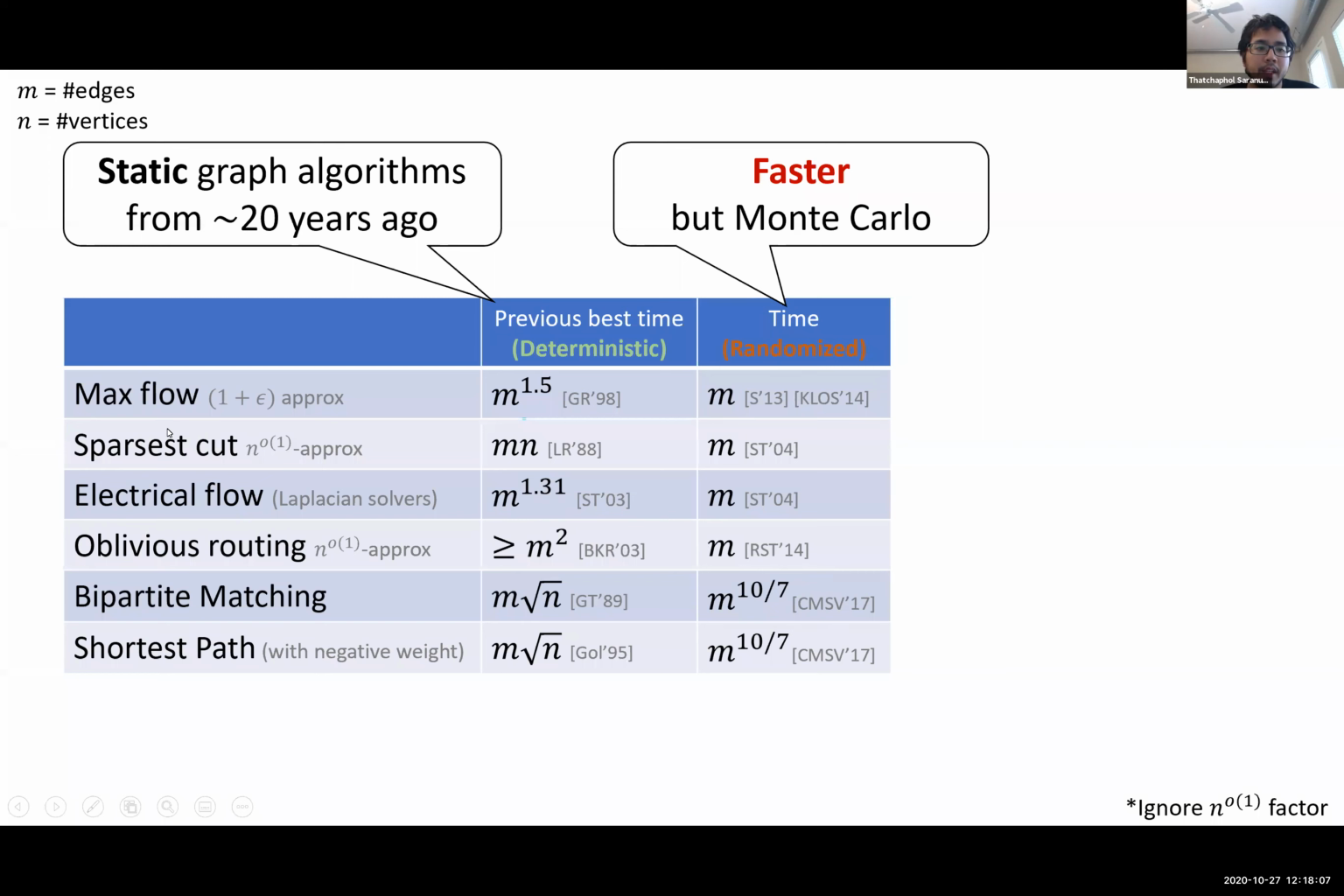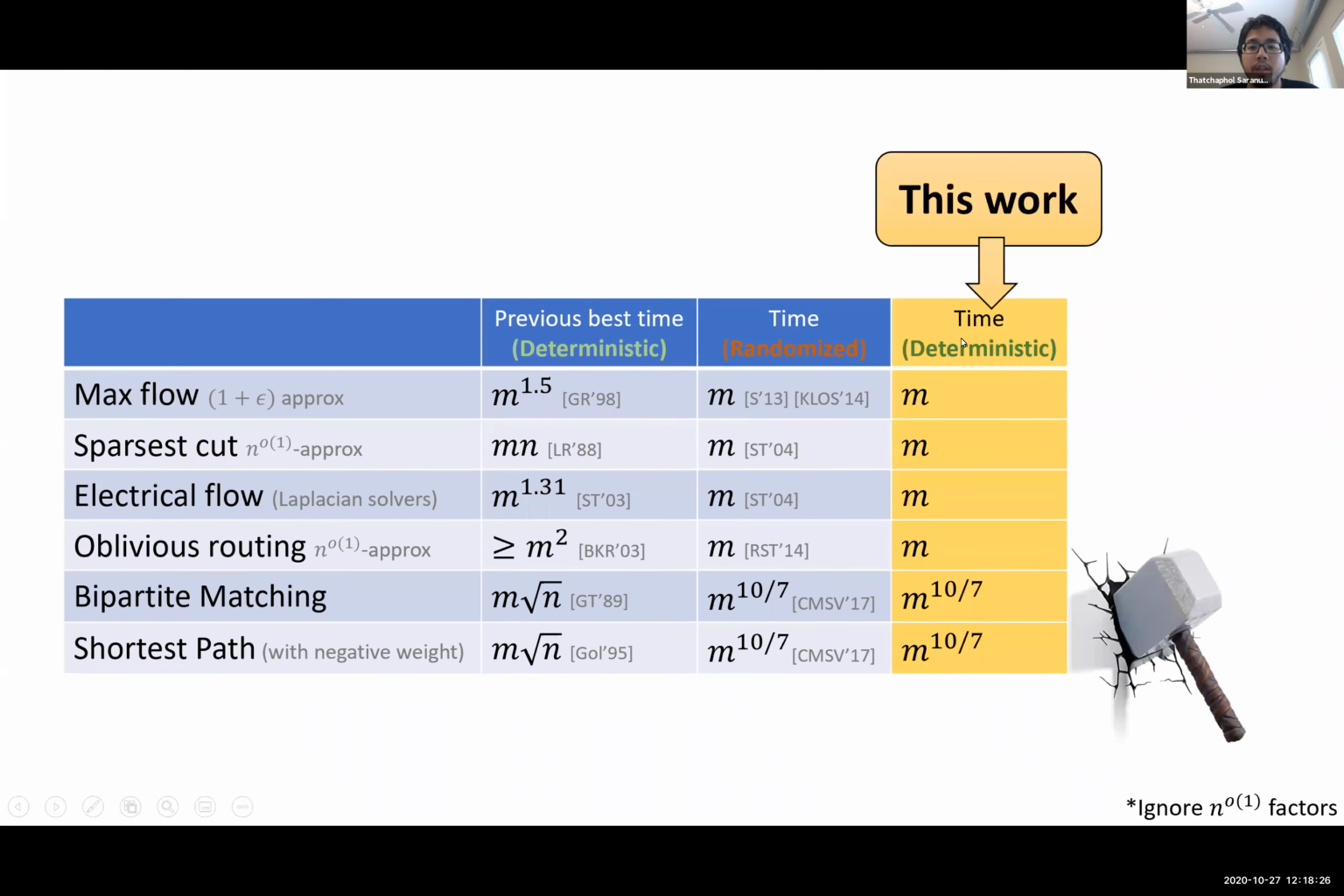There are many other applications, like max flow, electrical flow, and partial matching. For these problems, people know less fast deterministic algorithms, and people got much faster randomized algorithms that are Monte Carlo, so they can make a mistake. With this work, we de-randomize all of them without sacrificing running time. So that's nice as well.